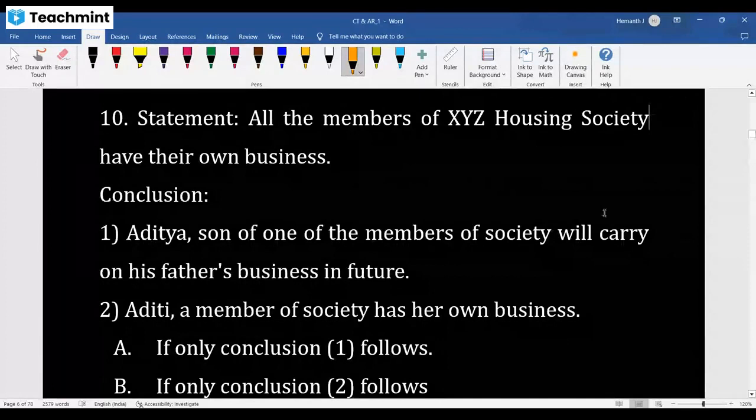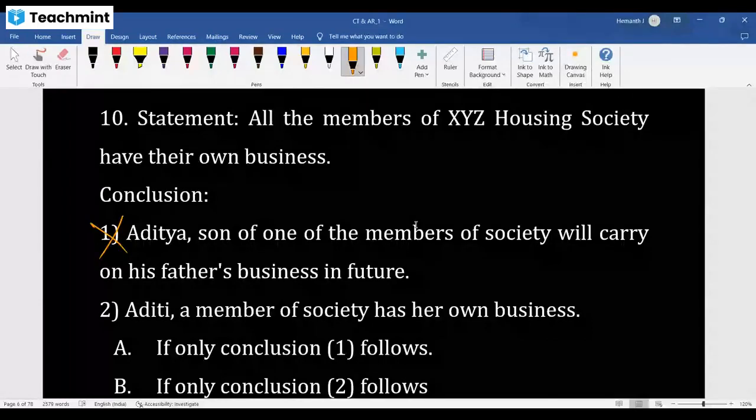All the members of XYZ housing society have their own business. Okay. Conclusion means definitely true. Aditya, son of one of the members of society, will carry on his father's business. That we cannot say. So Aditya is son of a member of the society. When members of that society have their own business, their children, will they continue? Okay, you people also know, a lot of children may go for the other vertical. They may not go with the same business, right? So that we cannot say.